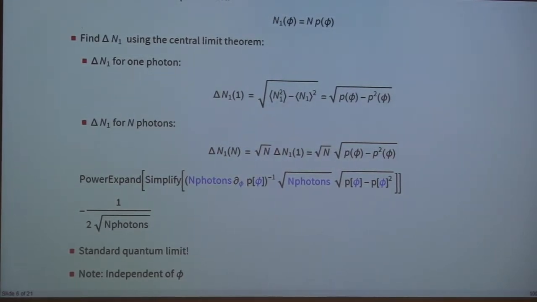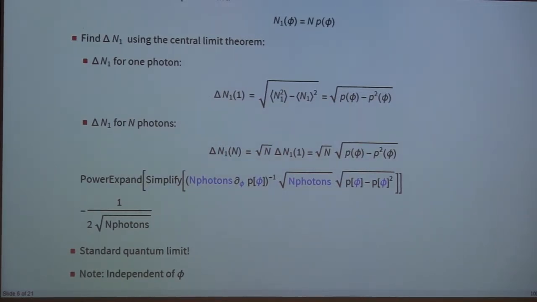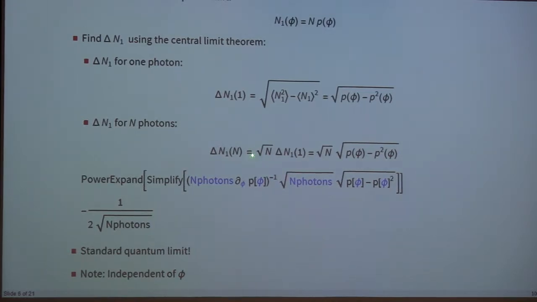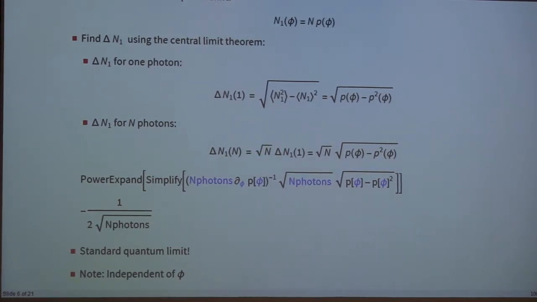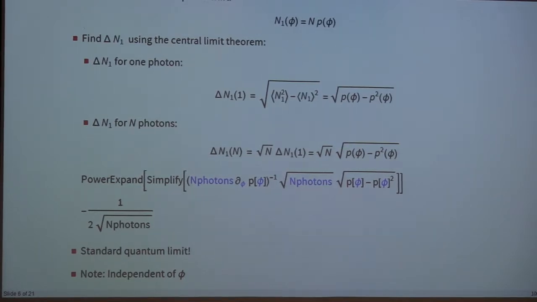And now I can employ the central limit theorem and say I've got lots of these happening and they're all statistically independent. And I add them all up using Gaussian statistics. When I do that, I pull out a square root of n. So the uncertainty in n1 for n photons going in is just square root of n times larger from the central limit theorem. So it's the same formula, but with the square root of n out the front.